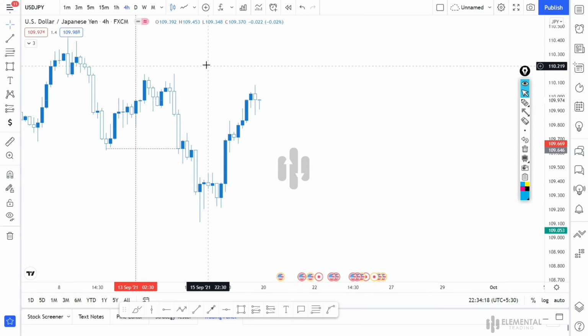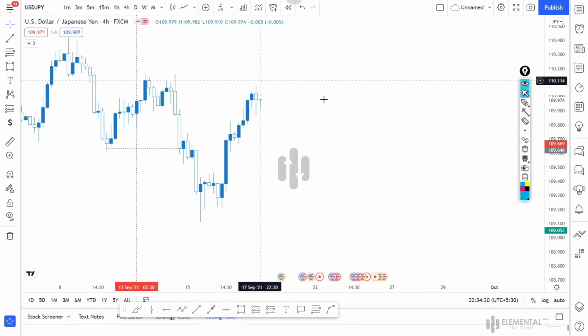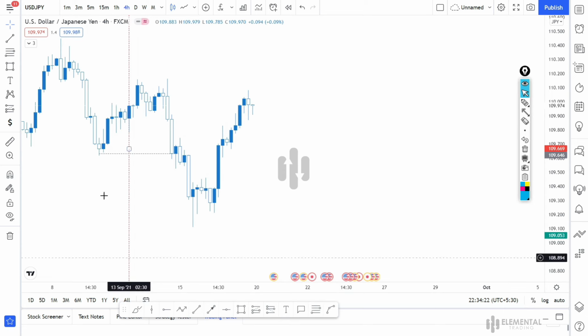So the last pair we'll be analyzing is USD JPY in 4-hour time frame. Here we can see that price broke structure to the downward side. This is a major structural break. So our key level will be here. This will be our valid major key level since it broke a major structural low.